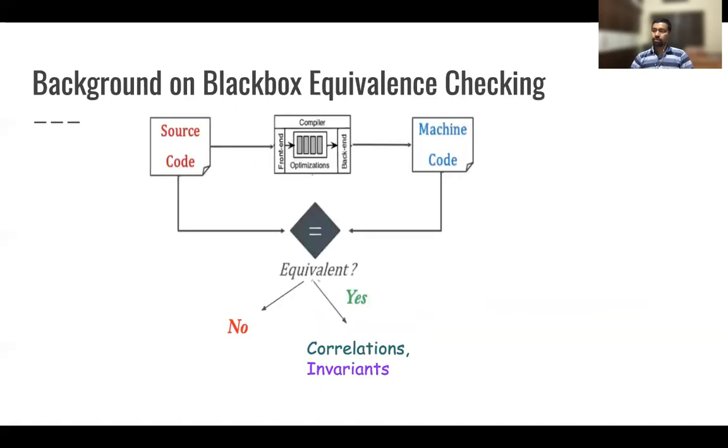First, we start with a quick background on black box equivalence checking. As shown in the diagram, a black box equivalence checker is a standalone tool that takes two inputs, a source program and a machine code generated by a compiler. Without the knowledge of the individual transformations applied by the compiler, it checks for the functional equivalence of the two input programs. And if they are found to be equivalent, it outputs a formal mathematical proof consisting of two parts, one correlations and another invariants.